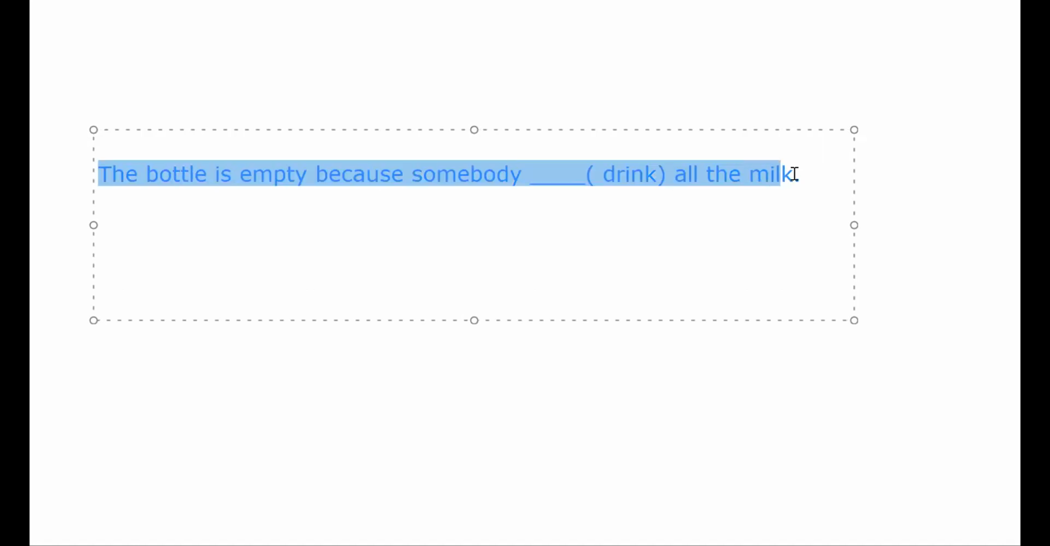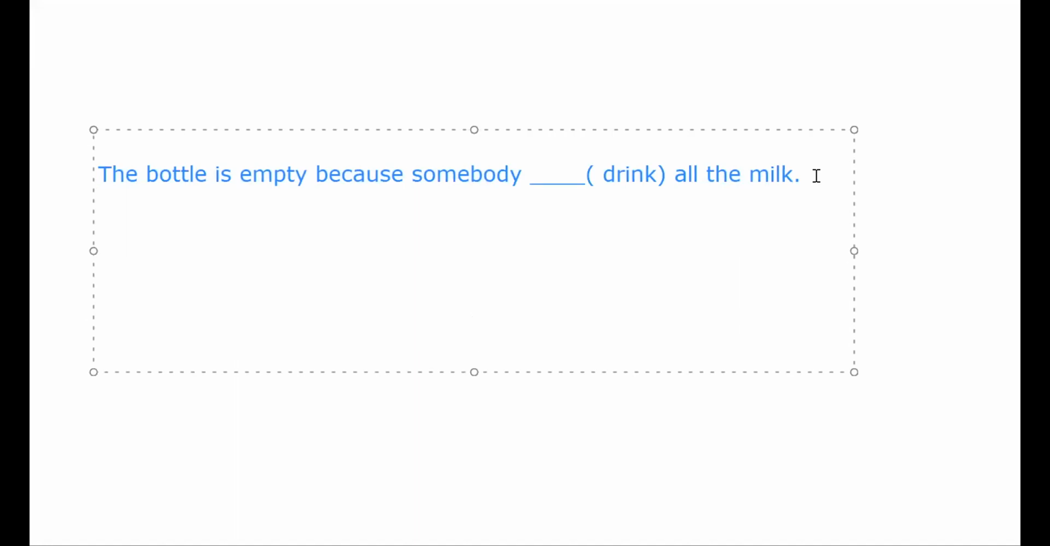Say, I want to give in. Oh, it won't copy it. Okay. The bottle was empty. See the difference, guys. Was empty because someone dash drink all the milk.